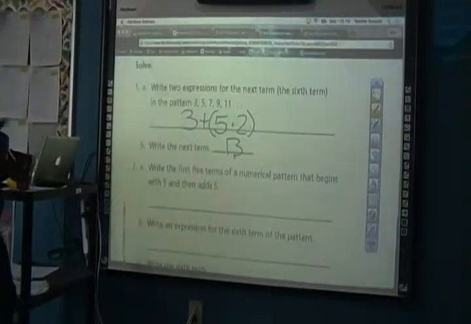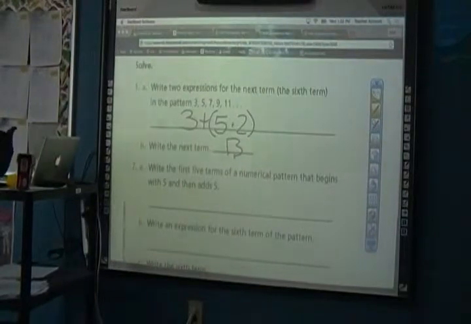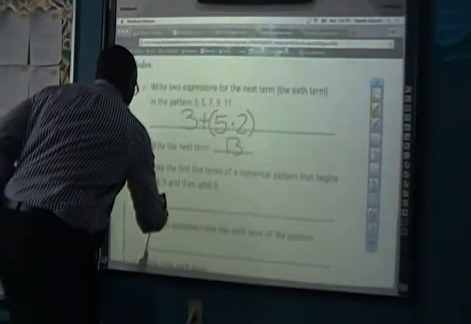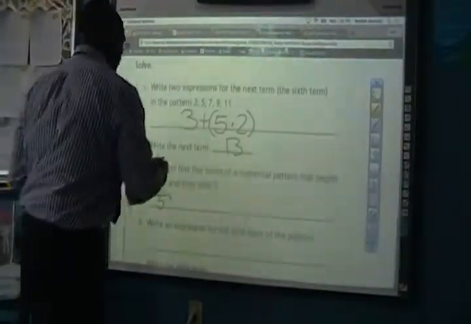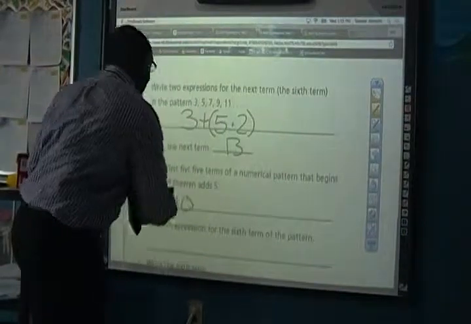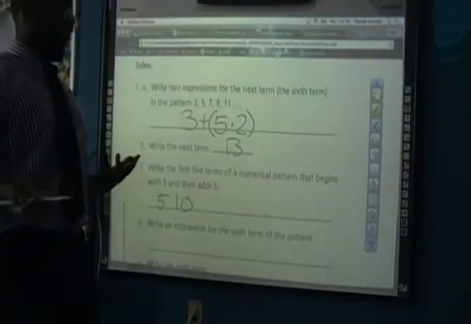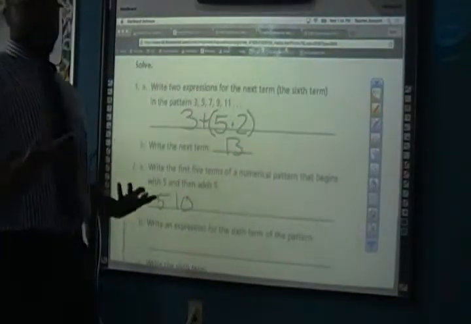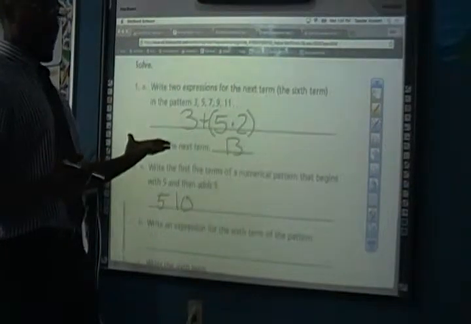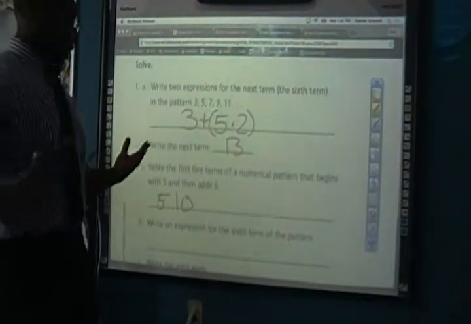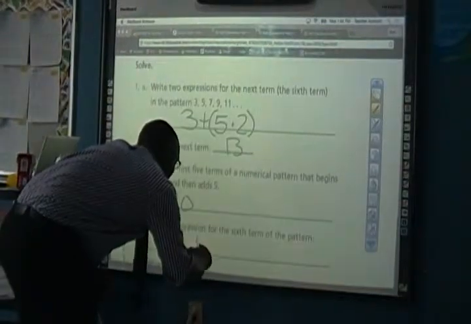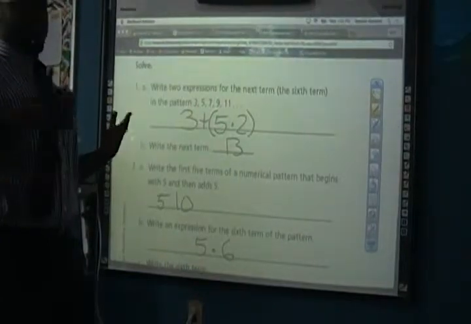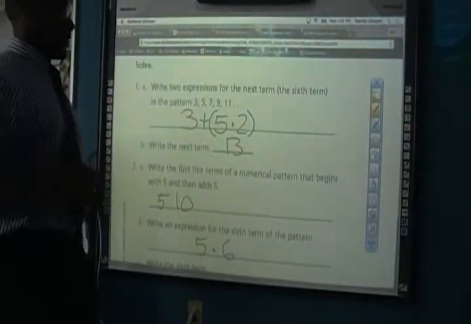The same thing happens down here too. It says write the first 5 terms of a pattern that begins with 5 and then adds 5. Well, if it begins with 5, we know the first number is going to be 5. We're going to add 5 more, so then that will be 10. 15, 20, 25. And then they want to figure out what that sixth term would be. Well, the sixth term would end up being 30. Now, how did we get that one? Well, we started out with 5 and we added 5 6 times. So our expression for that one would be 5 times 6. We started with the number 5 and added 5 a total of 6 times to get that one.